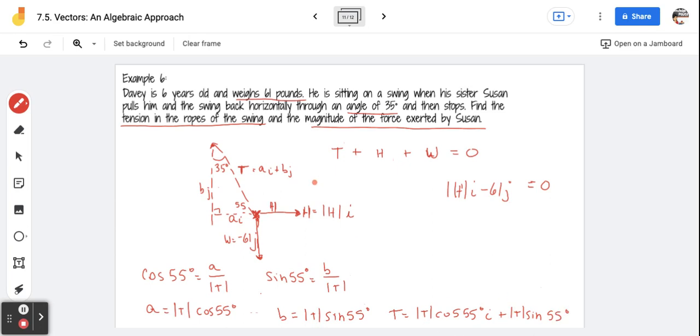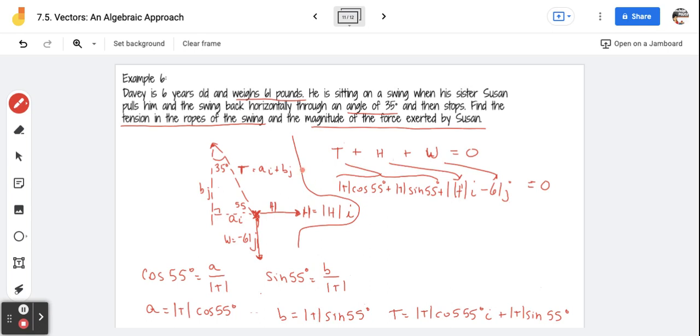I can squeeze all that in here. I should have given myself some more room. So T cosine 55 I plus T sine 55 J. All right, so I've replaced all of this, my T vector, just written algebraically. That's T, and there's H, and there's W.